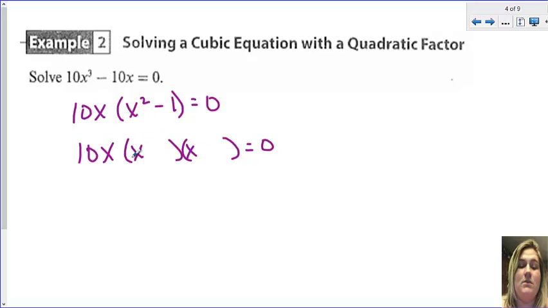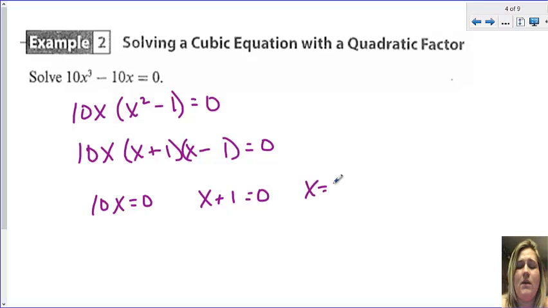So I went ahead and split up my x squared into x times x plus or minus, and then the square root of 1 is 1. So then all I have to do is set each part equal to 0. So I have 10x equals 0, x plus 1 equals 0, and x minus 1 equals 0. Okay, so here x is equal to 0, here x is equal to negative 1, and here x is equal to positive 1. That should just be a 1. That's our final answer.